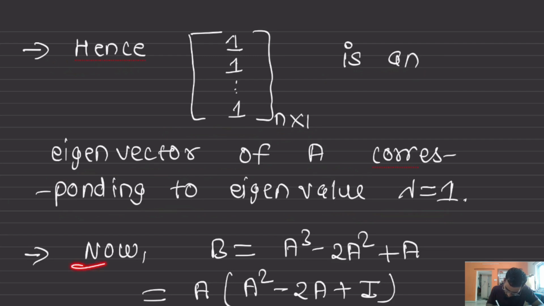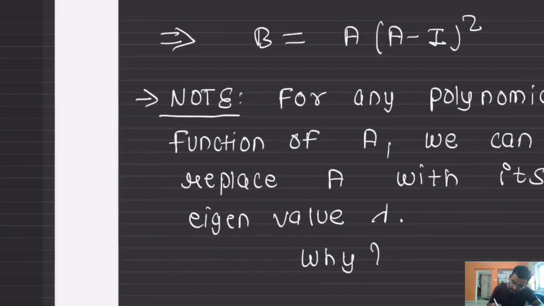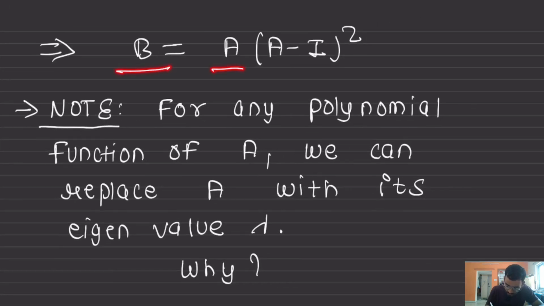Okay, now we are given that matrix B can be formed using this equation. If we simplify this equation, taking A as common, then we'll get this. If we see this, it is nothing but a squared minus 2ab plus b squared, this sort of equation. Okay, then we'll get B is equal to A into (A minus I) squared.